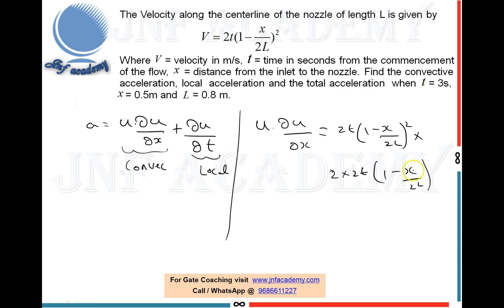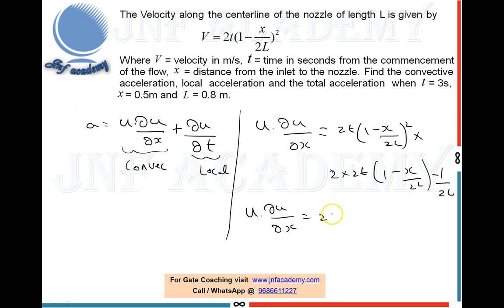Now you have to differentiate the internal term, so you'll get one more negative sign, which is nothing but minus 1 by 2L. If you multiply u into ∂u/∂x, which is the entire term, you can also substitute the values now. L is equal to 0.8, x is equal to 0.5, and time is equal to 3. So let's substitute all the values.